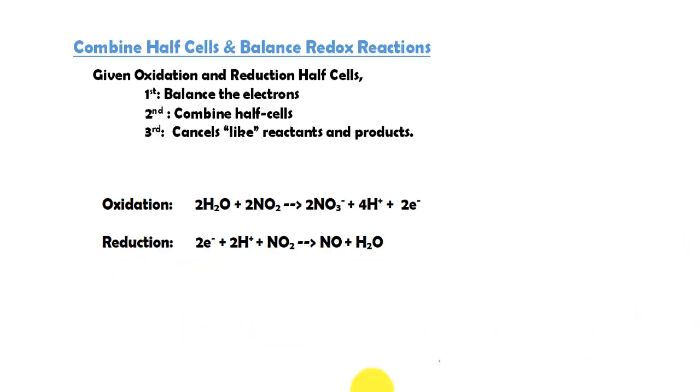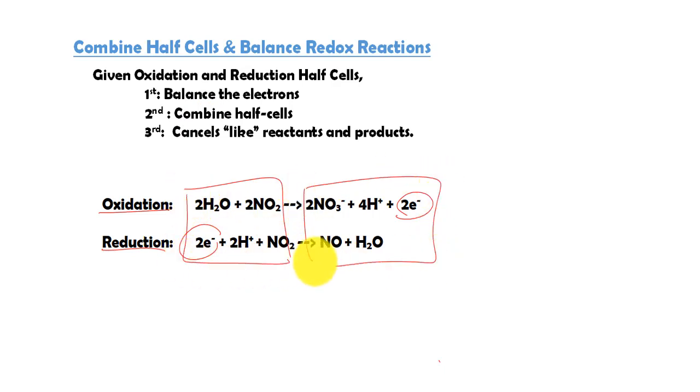Let's try another problem. In this case, our half cells are given in terms of oxidation and reduction, so that makes it a lot easier. Let's balance the electrons. We have 2 electrons in the oxidation and we have 2 electrons in the reduction. Hey, look, it cancels out. Then we combine the half cells. Basically, you take all the reactants and add them together, and you take all the products and add them together. So the rest is just rewriting them in a complete reaction.